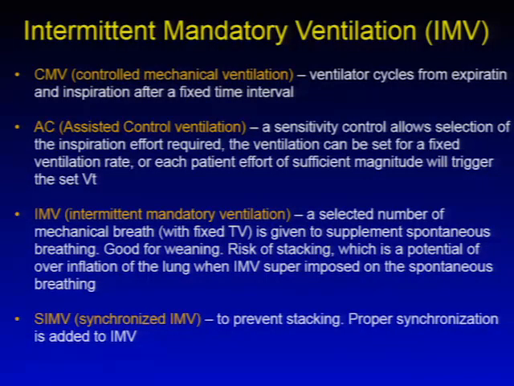IMV, intermittent mandatory ventilation, is the mode where a selected number of mechanical breaths of fixed tidal volume is given to supplement spontaneous breathing. This is good for weaning, but it incurs the risk of stacking, which is the potential overinflation of the lung when IMV is superimposed on spontaneous breathing. SIMV is synchronized intermittent mandatory ventilation, which is to prevent stacking. Proper synchronization is added to SIMV, so SIMV is better than simple IMV.